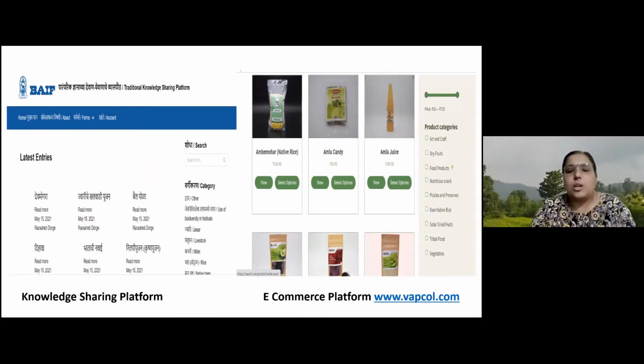On the left-hand side is the offline knowledge sharing platform, with a form filled in by the villagers themselves about the biodiversity around them. They keep all the information in this knowledge sharing platform. On the right-hand side are the products that are identified, and we sell them online on the WebCall platform. This platform is where the e-commerce takes place, and the money goes directly to the farmers or the producers, so there is no middleman in between.